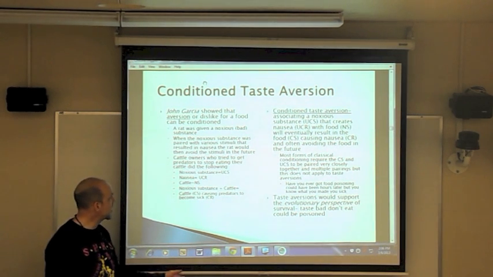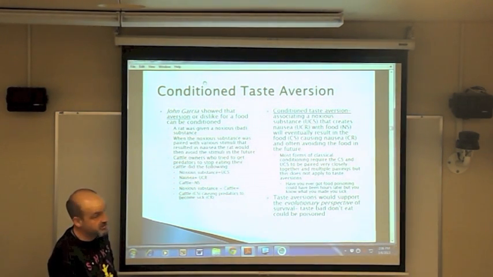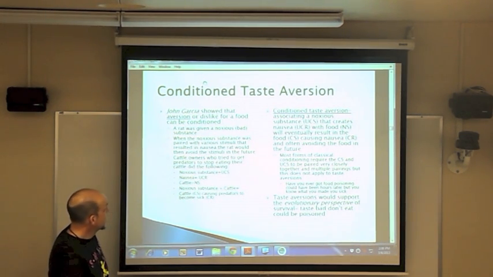Now, John Garcia showed that aversion, or dislike for a food, can become conditioned. Which, if anybody in here has had food poisoning, they know exactly what I'm talking about. Now, let me read through this. A rat was given a noxious substance, a bad substance. When the noxious substance was paired with various stimuli that resulted in nausea, the rat would then avoid the stimuli in the future.